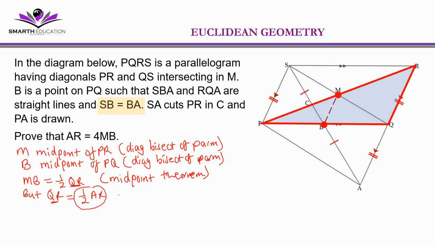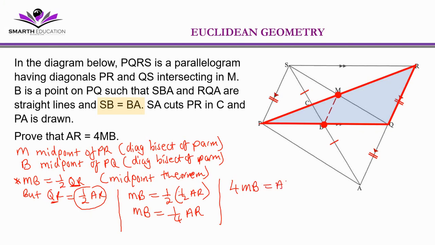So we can say here using this one, MB is equal to half of QR, and then QR is half of AR, and then half times half is 1 over 4. So MB is equal to 1 over 4 times AR, and then we multiply both sides by 4. So 4MB is equal to AR. Okay, which is this, right? AR is equal to 4MB.